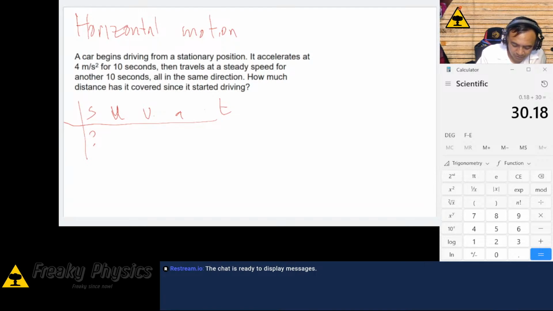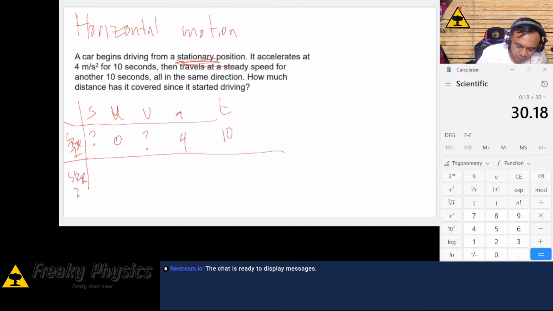Now what is our u? Stationary, so 0. Our v, we don't know as well, right? Our a is 4. And our t is? Is it 10 or 20? It's just 10, because you have to keep each stage separate. So stage 1 like that. Okay. Stage 1, stage 2.